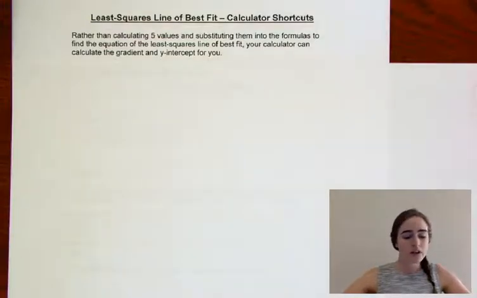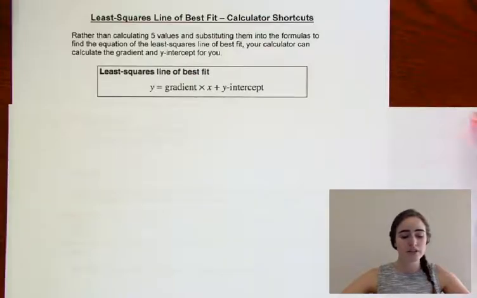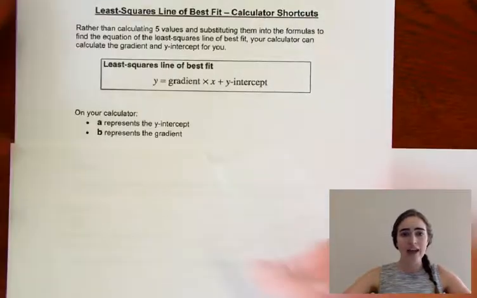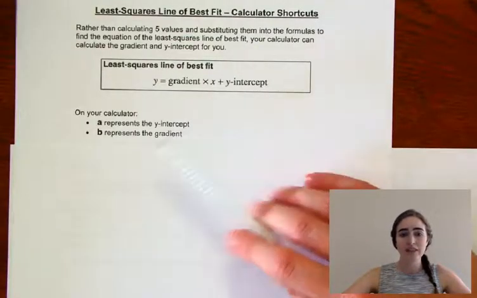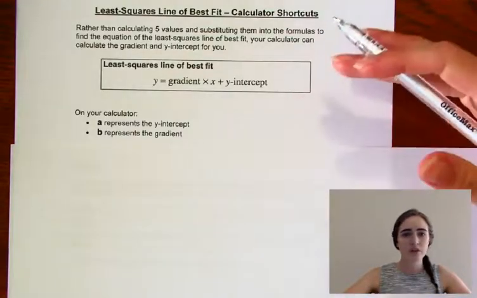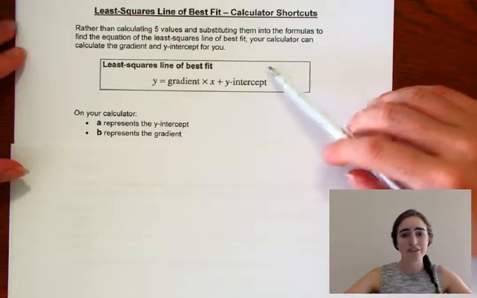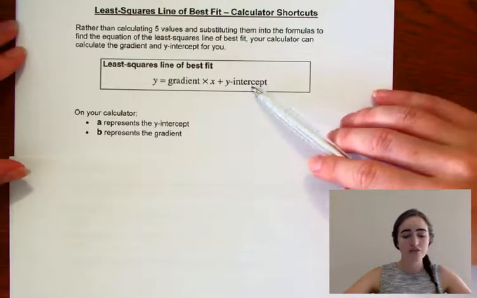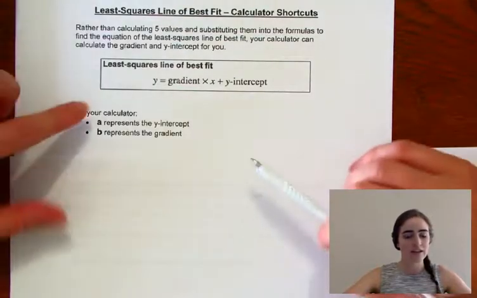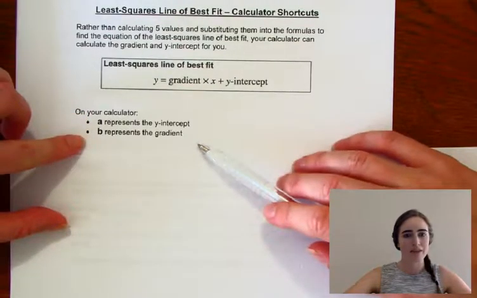Your calculator though has 2 buttons that we can use that will tell us what the gradient and the y-intercept are straight off. So on your calculator, the letter A represents the y-intercept and the letter B represents the gradient. So just be careful, because in some other contexts we've used the letter B to represent the y-intercept. So just be careful that it is different in this context. So on your calculator, A is the y-intercept and B is the gradient.